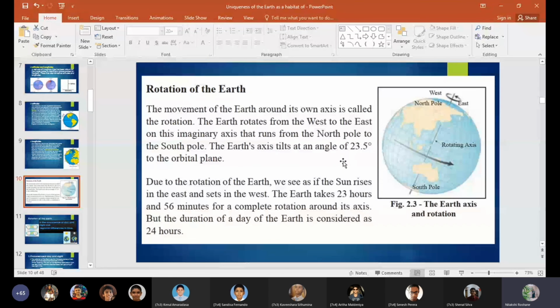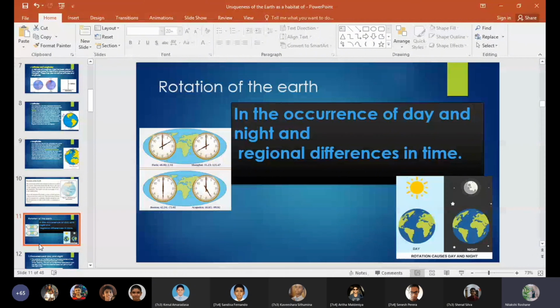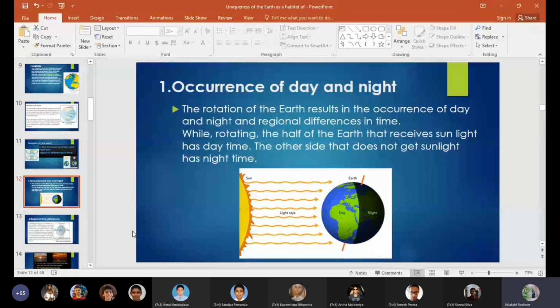Next, the rotation of the earth and the occurrence of day and night and the regional differences in time. Due to rotation, we have the occurrence of day and night, and the regional differences in time. We live on a round planet, so you can't have sunlight on every part of the planet at the same time. So the rotation of the earth results in the occurrence of day and night and the regional differences in time.